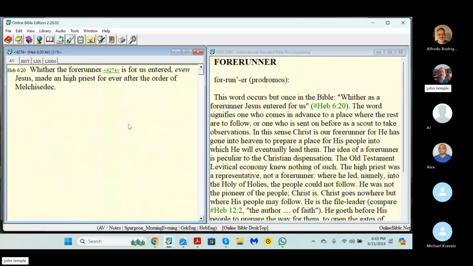The word occurs once in the Bible: whither a forerunner Jesus entered for us, even Jesus made a high priest forever after the order of Melchizedek. So in this sense, Christ is our forerunner, for he has gone into heaven to prepare a place for his people, into which he will eventually lead them. The idea of a forerunner is peculiar to Christian dispensation. In the Old Testament Levitical economy, they knew nothing of such a thing.